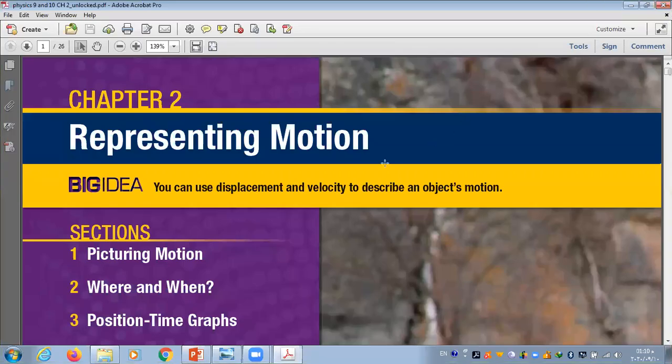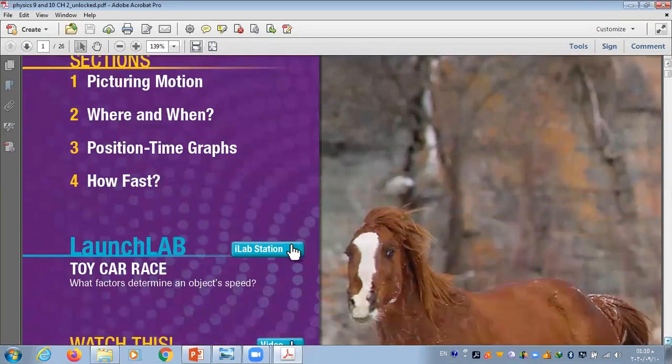Sorry, in the last period we talked about picturing motion. We started our lesson by defining the meaning of motion and the types of motion. Today we'll talk about how we can represent motion. How can you study motion? We have many models and many ways to study motion.